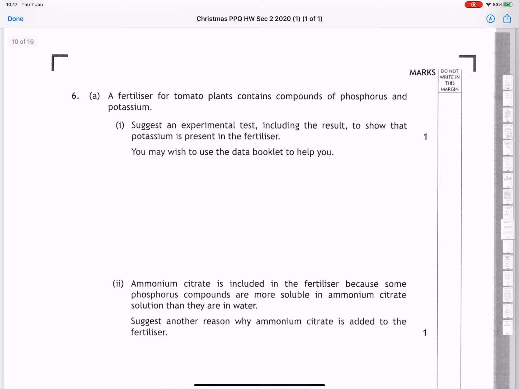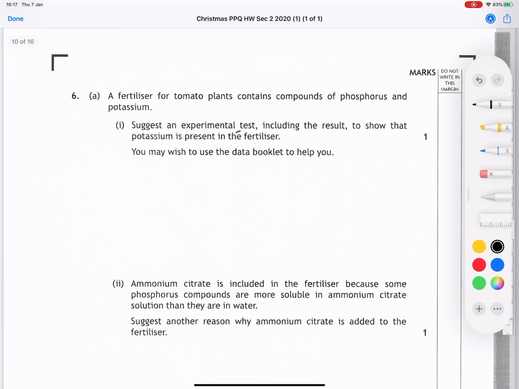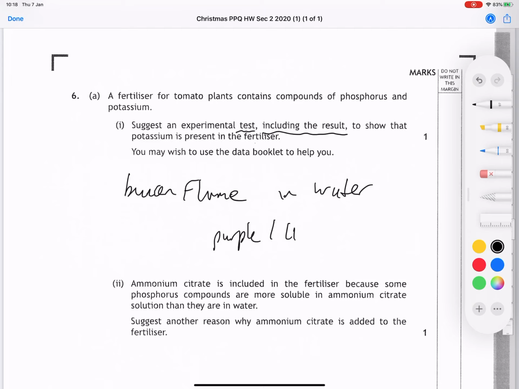Number 6, fertilizer question. A fertilizer for tomato plants contains phosphorus and potassium. Suggest a test including the result to show that potassium is present. What they were looking for there was a flame test. You could have dissolved that solution in water, put it in a Bunsen flame, and then they need the result. Remember, it would have gone purple or lilac colour. You needed both those things, a flame test and the colour, to get the 1 mark.